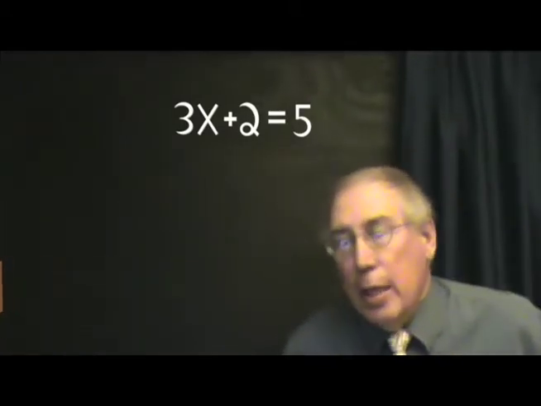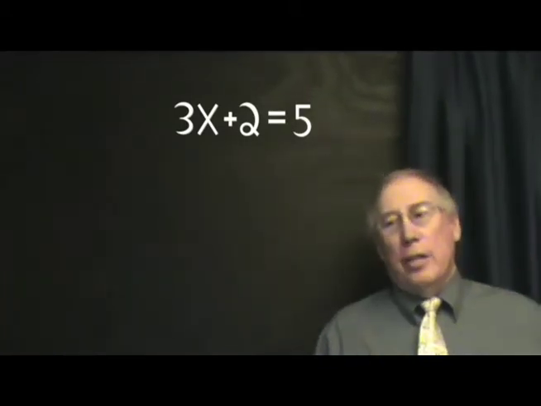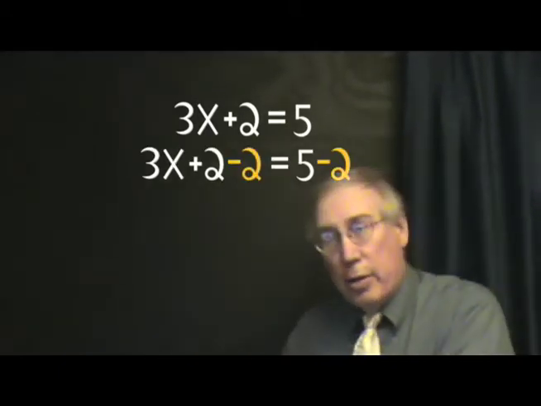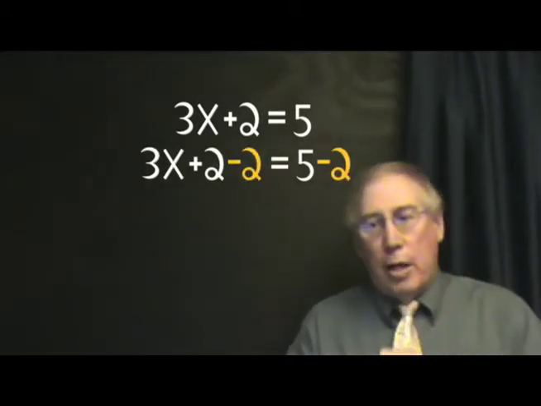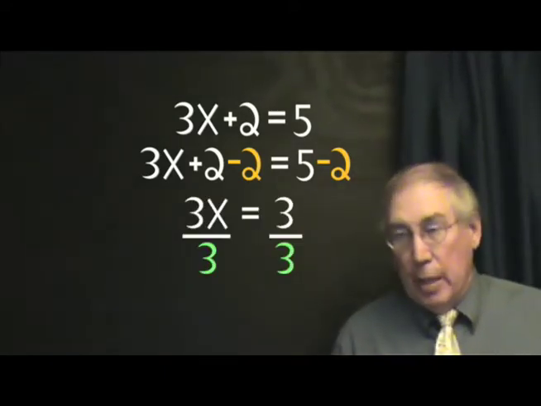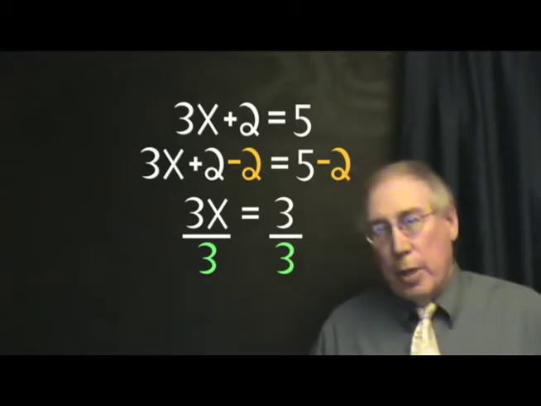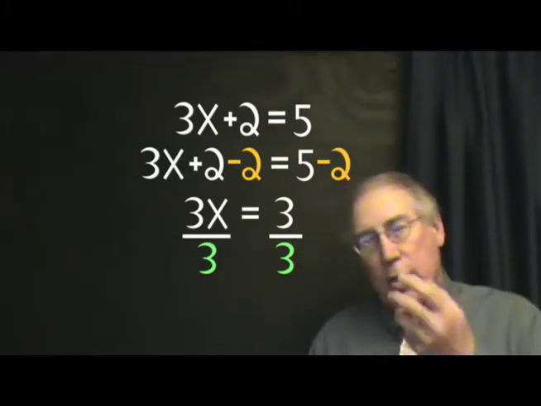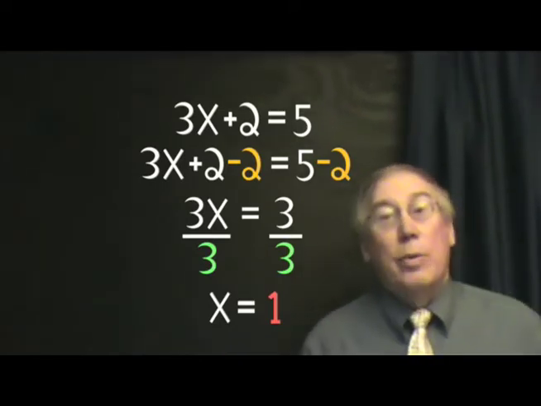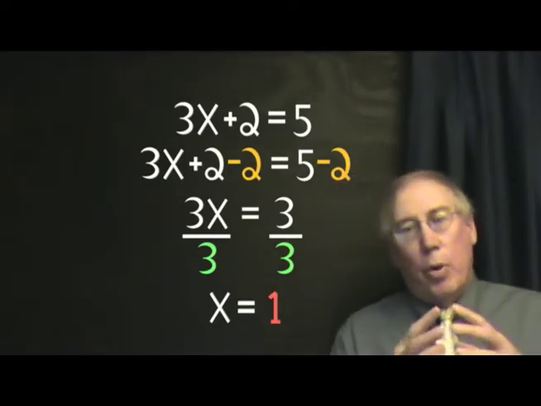3x plus 2 equals 5. Now the strategy here is that we want to get x on one side by itself and all the numbers on the other side. So let's first start out and subtract 2 from both sides. That gives us 3x equals 3. Now let's take the coefficient of x and divide through by 3. And we'll get x equals 1. So we've used both the subtraction property of equations and the division property of equations. Used more than one operation.